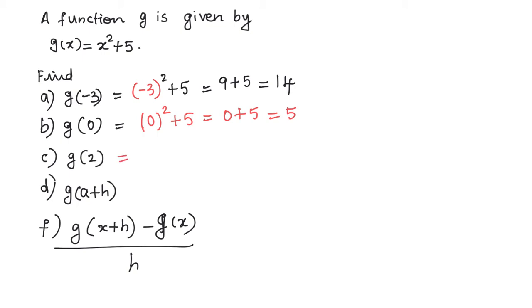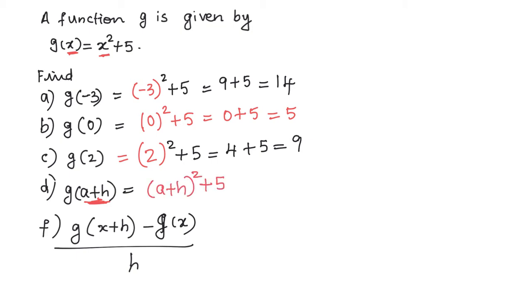G of 2, so replace x with 2 square plus 5. So 2 square is 4 plus 5, that is 9. Next question is g of a plus h. So instead of x we have this whole thing, a plus h. So replace this x with a plus h. So a plus h whole square plus 5.